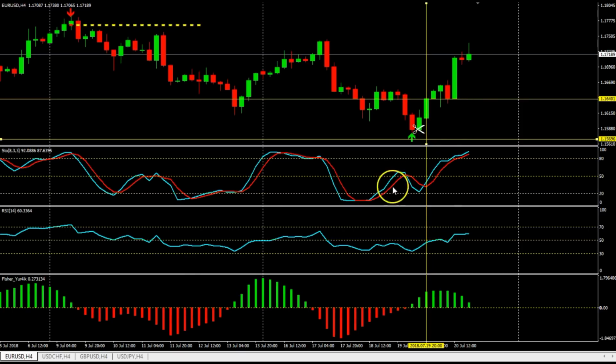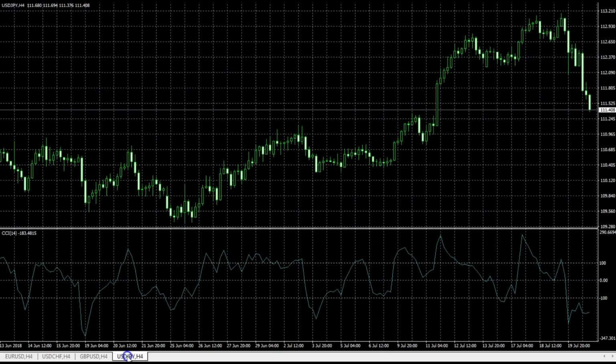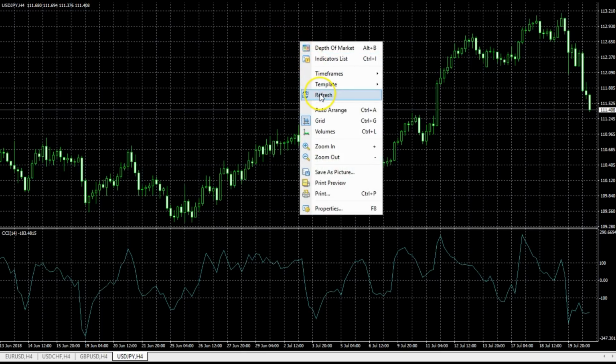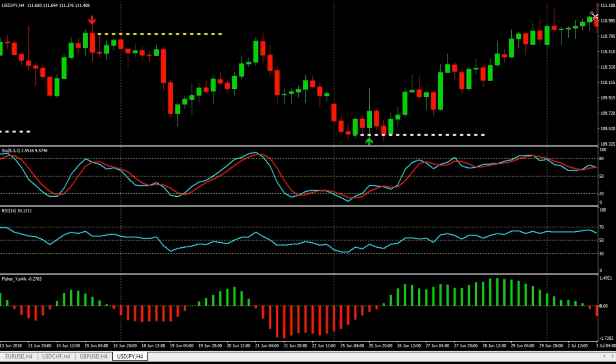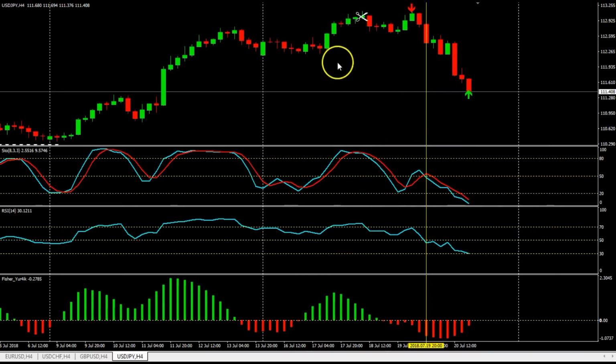Now let's go to the other pair, US dollar and Japanese yen. Go to template and put the 4-hour template here. So this is the start of the week. There's nothing there. You see the first support level, resistance level here.